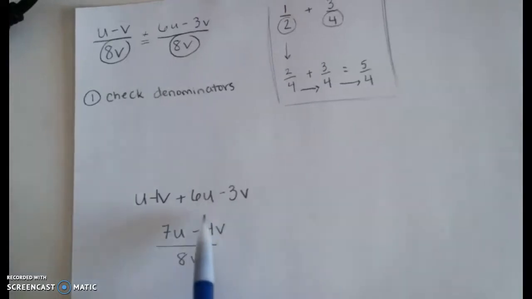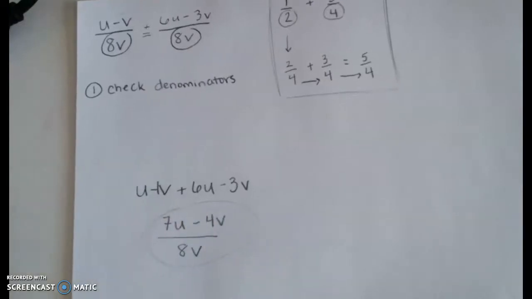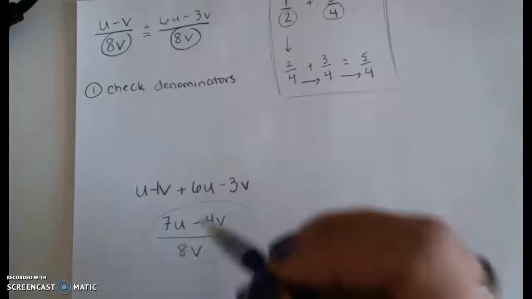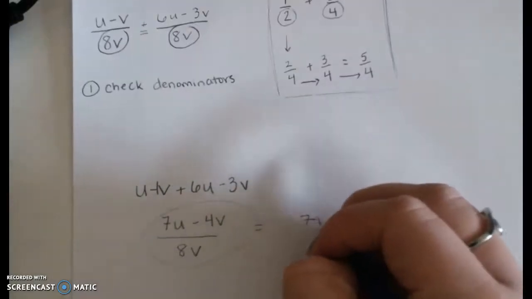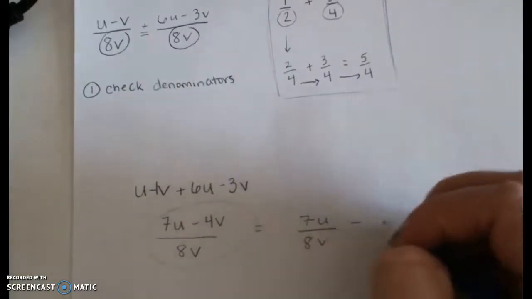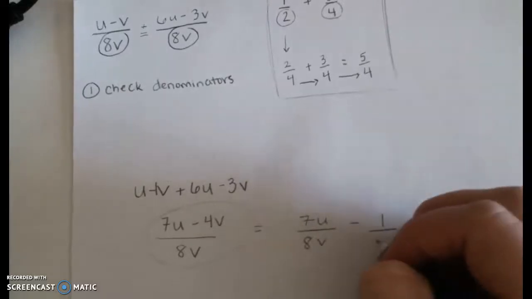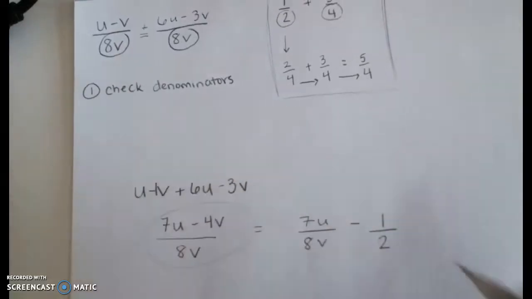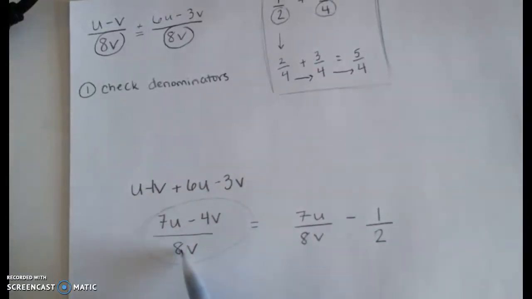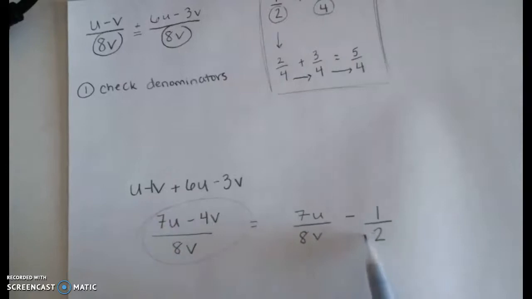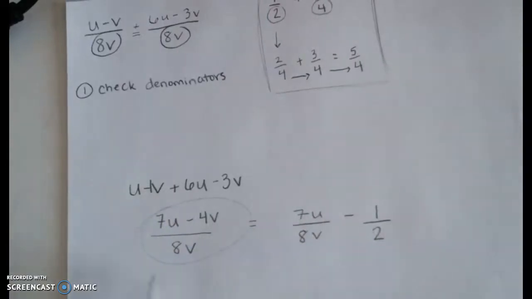So you can keep it in this form, or we could simplify a little bit further and say 7u over 8v minus 1 over 2. Because our 4 and our 8 would cancel out because 4 goes into 8 2 times, and our v's would cancel out. So either one of these answers are acceptable. Alright, so that's when our denominators are the same.